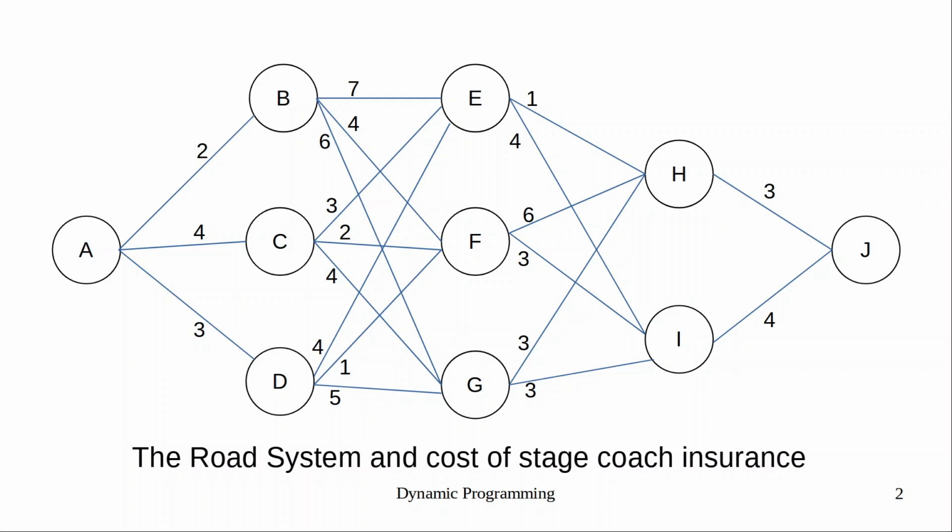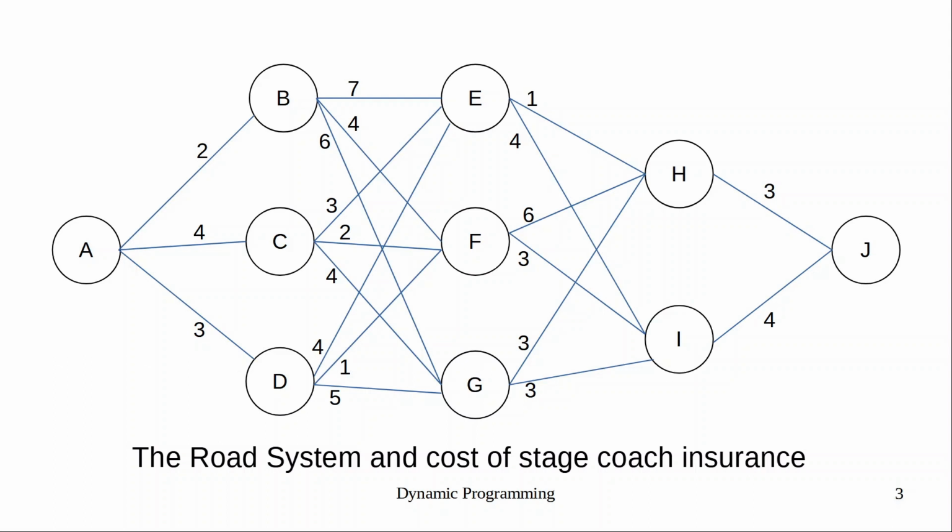Now, in this problem, the fortune seeker has to go from A to J, but he cannot directly go there. He has to first go from A to either B, C, or D. Then from there on, he has to go to E, F, or G. Then from any one of these cities, he has to go to H or I. Then from H or I, he has to go to J. So, what is the best path that can be taken in between these cities so that the insurance premium is the least? Now, how do we solve this?